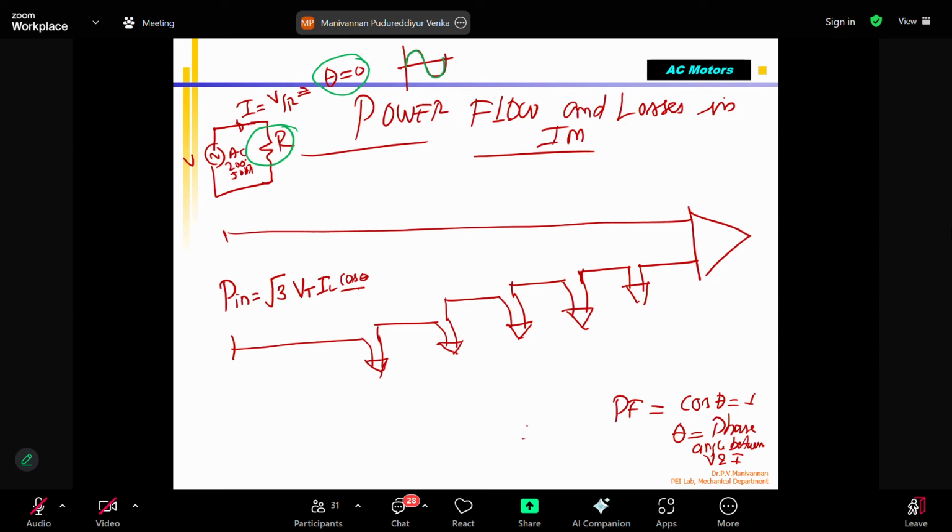Now it is an inductive load or capacitive load. Power factor will not be 1. Correct. Cos theta will not be 1, because there will be a phase angle. There will be a phase shift. What is the phase shift? Already I told you. You want to understand.